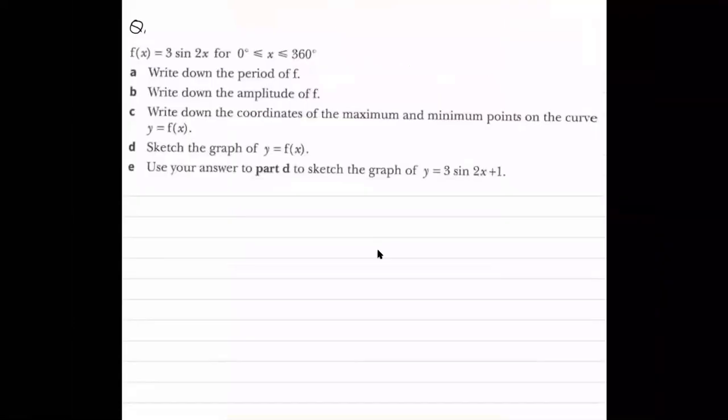So let's look at some questions now. f of x is 3 sine 2x and you have been given the domain. The question says write down the period of the function.